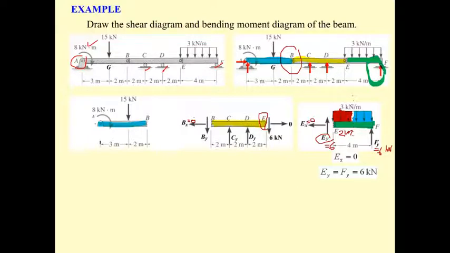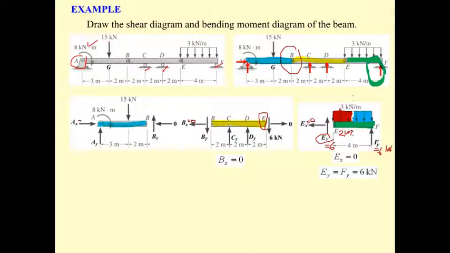So we move to this portion of the beam, AB. The reactions A sub x and A sub y are going to be here. And we have 1, 2, and 3 unknowns.